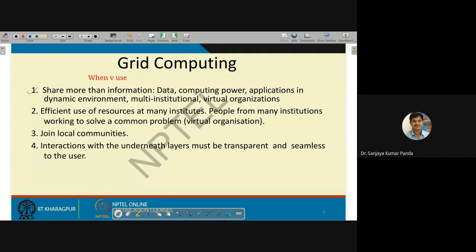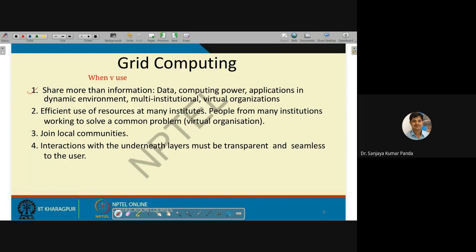Similarly, efficient use of resources at many institutes. If you see our organization, maybe 1,000 to 10,000 computers are there. But as it is an educational institution, except some labs, most of the labs are closed at night time. Most of the labs are closed during vacation time. So such resources we can provide to run particular applications.